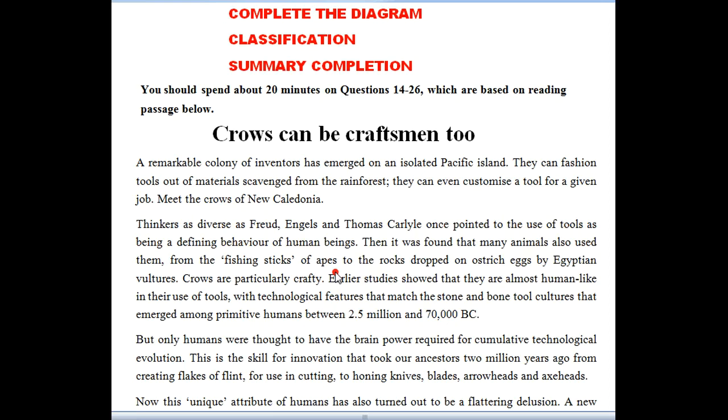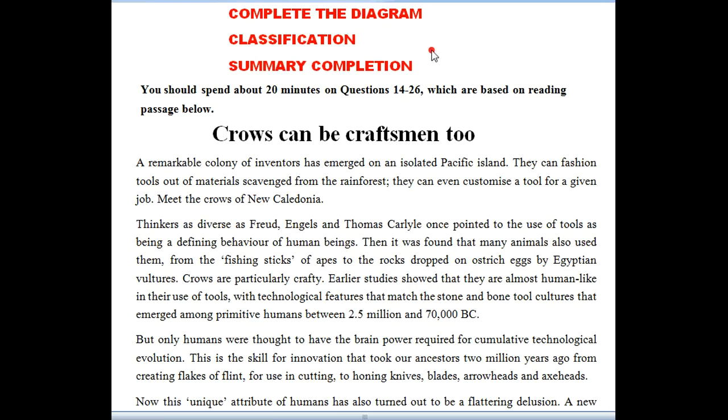In this particular video, which is video number 13 of IELTS academic reading, I'm going to do the question type complete the diagram. In the coming two videos, I will do classification and summary completion. We have already done this question type earlier as well. So before you begin, perhaps you should go through those so that you can take the clue. Anyway, I'm going to do it again. It is a bit different, so I'm going to do it again.